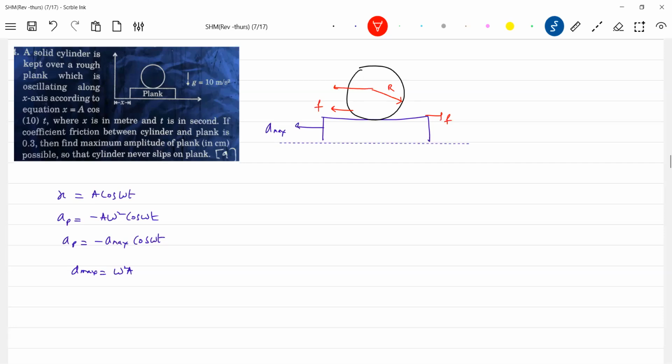This will make it to, this is a solid cylinder. This is a cylinder. This is a plank. Let's get into the calculation part. First, we'll write the equations of motion on the cylinder. F is equal to m into a1. F into r is equal to mr square by 2 into alpha 1.